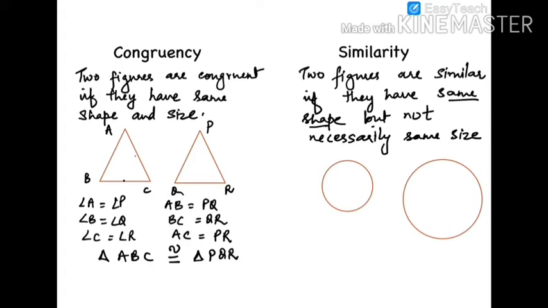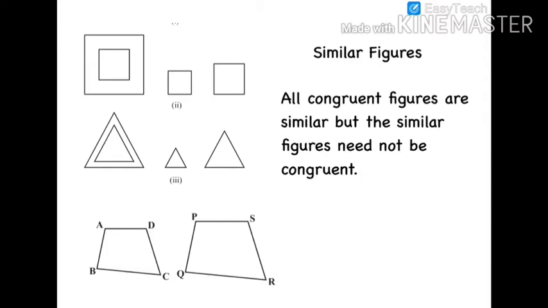Let's understand the concept of similarity by taking some more examples. In second figure we have squares. We can say that the inner square over here is exactly same like this one. So we can say that they are congruent. However, we have this square which is bigger in size and this square smaller in size. So all these squares have same shape and they are of different sizes. So we can say these squares are similar.